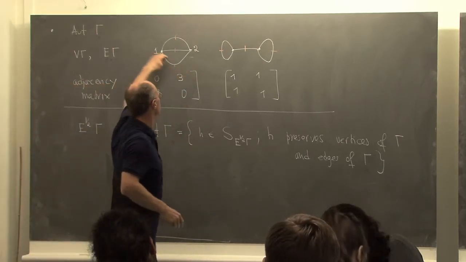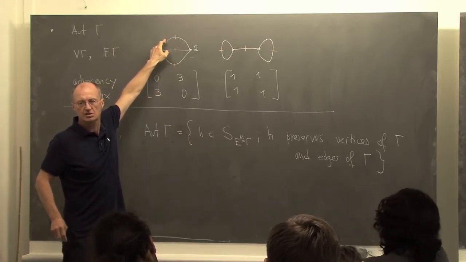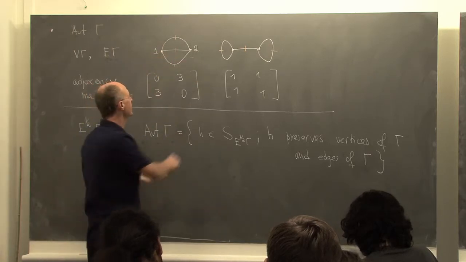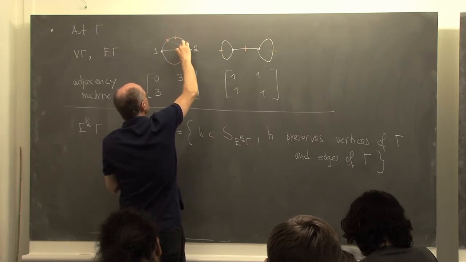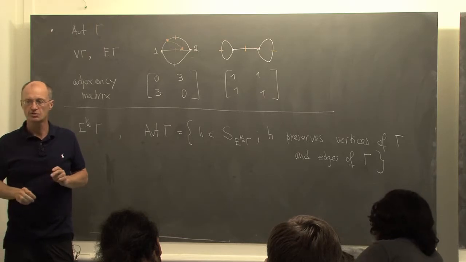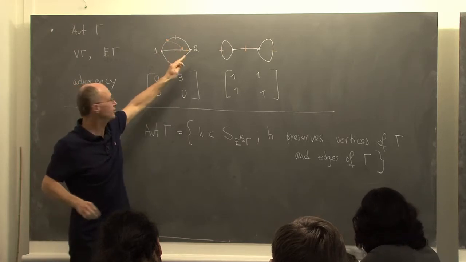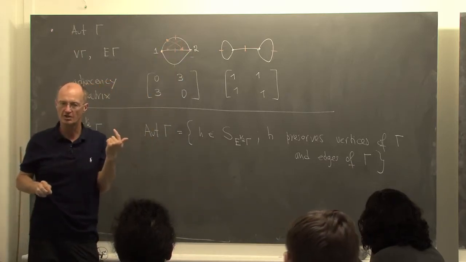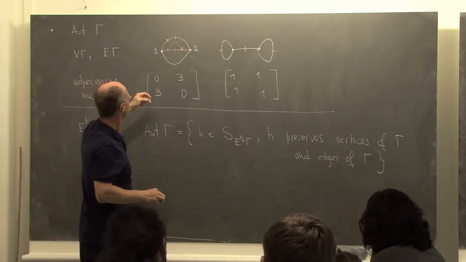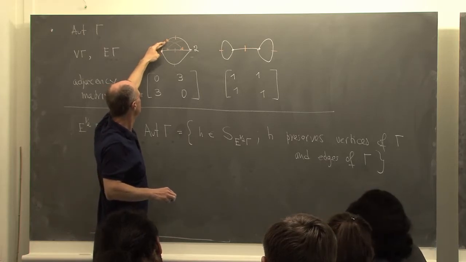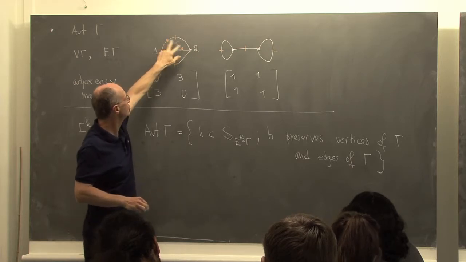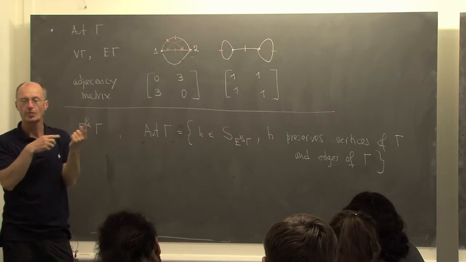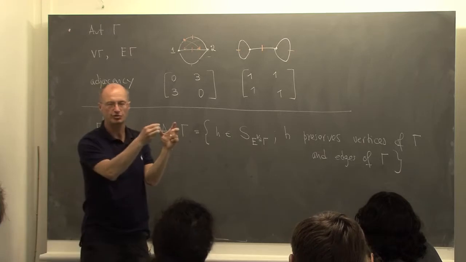For instance, let's think about this graph. This is a permutation of half edges. For instance, if I send this half edge to that half edge, then since I want to preserve edges, the other half has to be sent here. There is no other way. Now, since I want to preserve vertices, this one is sent there. Now, what about this one? It has to go either here or there to be connected to the same vertex. So these are permutations which keep the edges whole and keep the vertices whole.